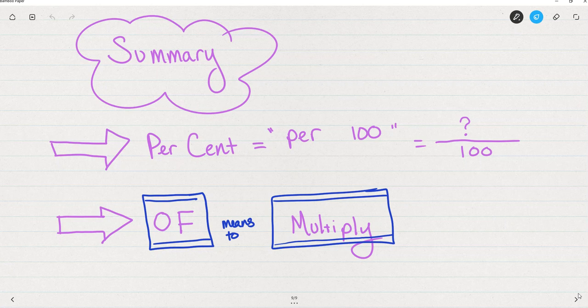Here's a quick summary. Here's the nuts and bolts. Percent refers to per, or out of, 100. Percent means how many out of 100. And then, very important key word here, of. Of is going to mean to multiply. And that'll wrap up this topic.